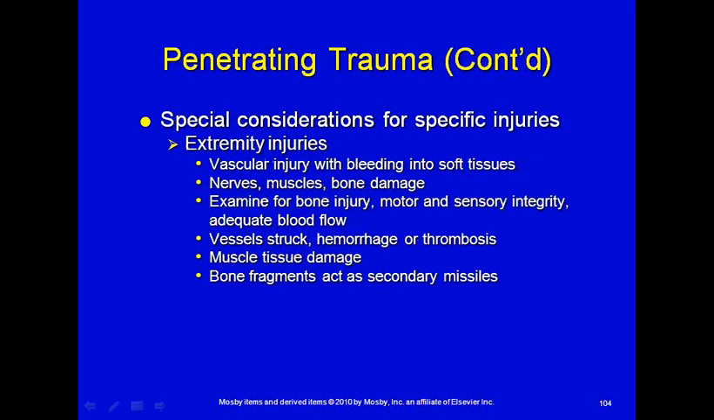Extremity injuries: damage to the nerves, the muscles, the bones, and vessel injury causing hemorrhage. Assess the extremity like you would any other potential extremity injury, with circulation, motor, and sensory testing, and control hemorrhage.